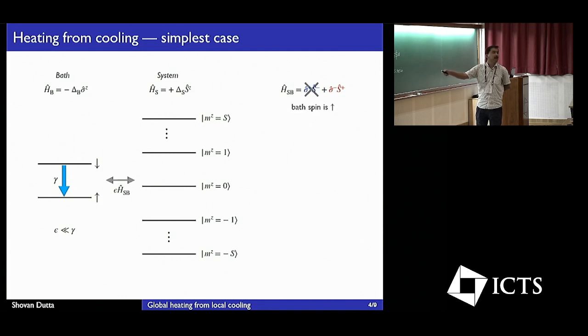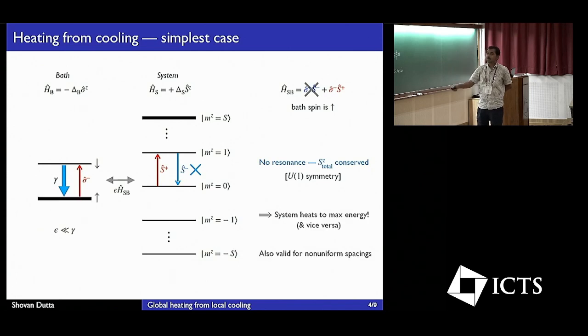It cannot apply sigma plus, it's already in S plus. So the only term active is this one, which will heat both of them. And then this will bring it down again, and this will heat up again. So you cannot have downward transitions, that's disallowed because of this SZ total conservation. And instead the system heats up to its highest energy state. And it doesn't actually rely on uniform spacing, it also works for non-uniform spacings.